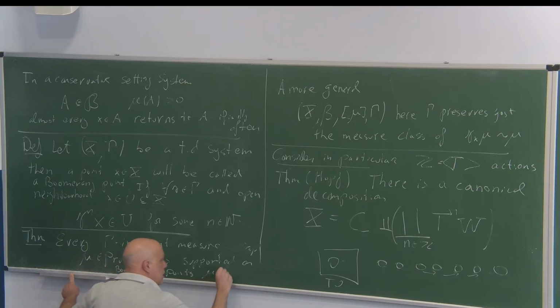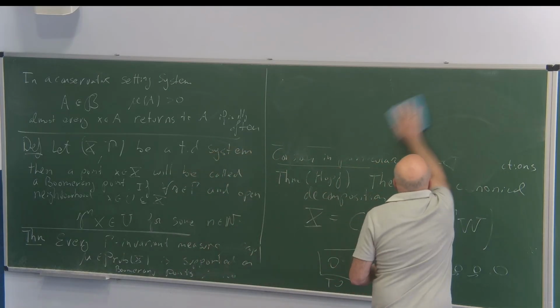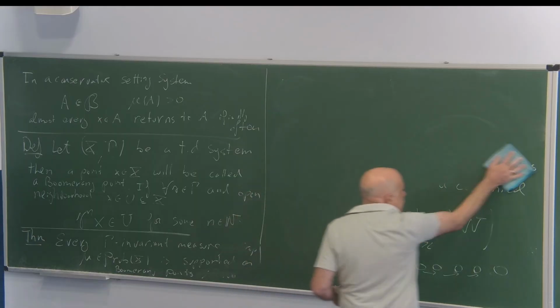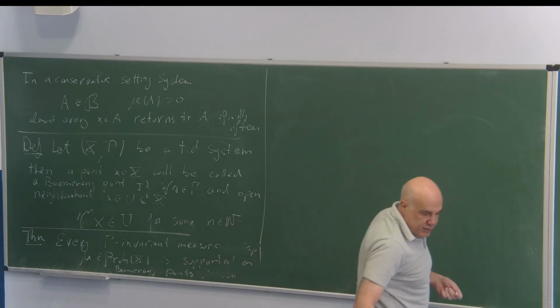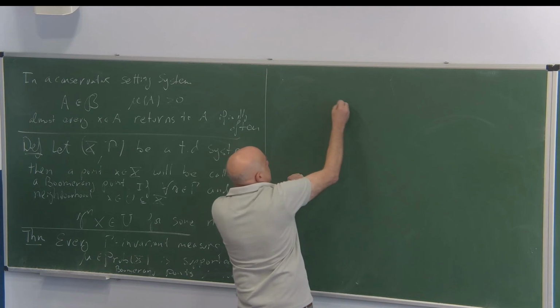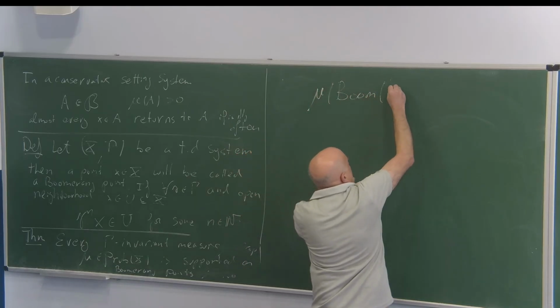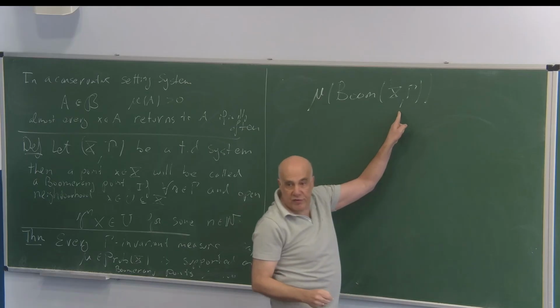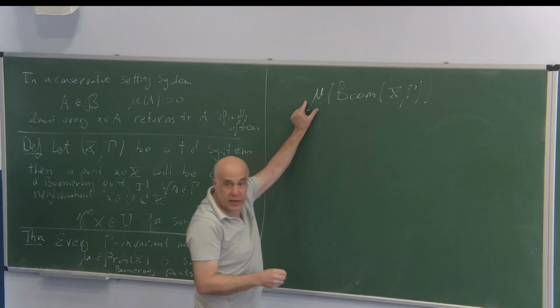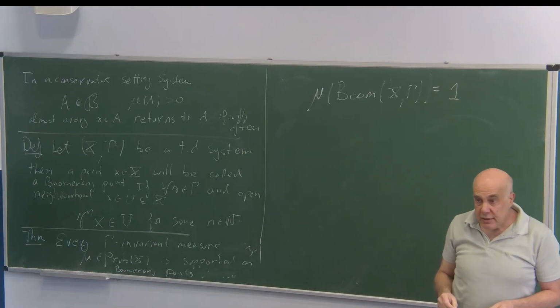So mu, let me write up there. I denote the collection of all boomerang points in this system by Boom(X, Gamma), and for every invariant measure, the measure of this set is going to be 1.